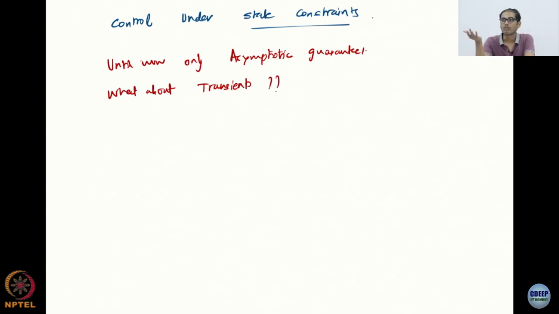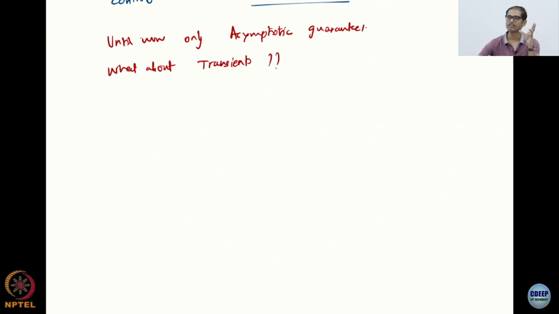Yeah, so what happens to the transients? All right, so while I'm converging to the good place, how bad is my trajectory? As you can see, none of the theory that we have done until now really covers this.